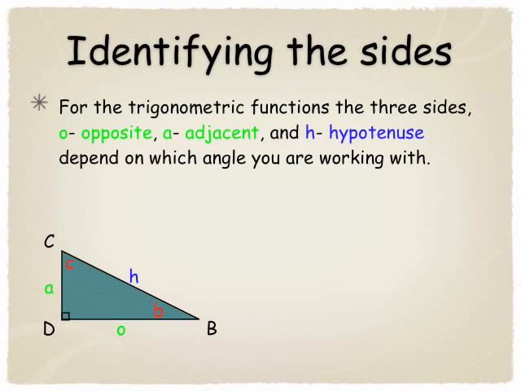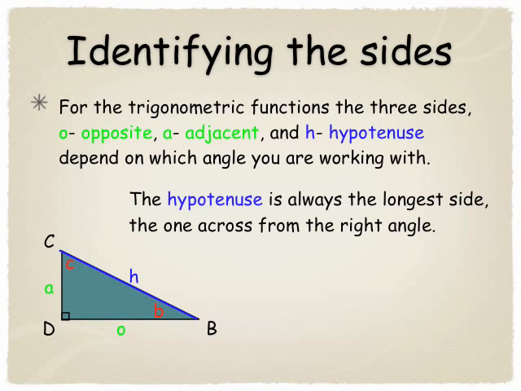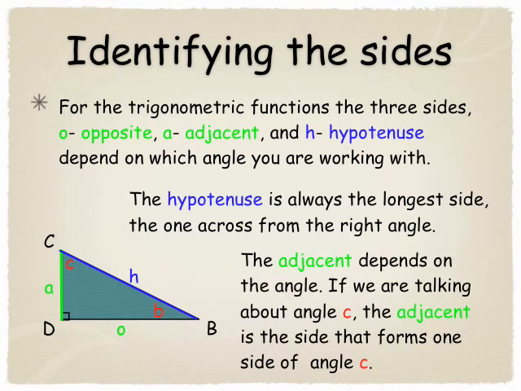For the trigonometric functions, the three sides are labeled O for opposite, A for side adjacent, and H for hypotenuse. They depend on which angle you're working with, at least the two, opposite and adjacent. The hypotenuse, here shown in blue, is always the longest side, the one that's opposite the right angle. The adjacent depends on the angle. If we're talking about angle C, the adjacent is on the side that forms one side of angle C. That's line CD shown in green.